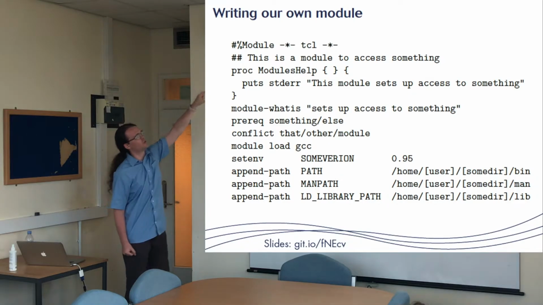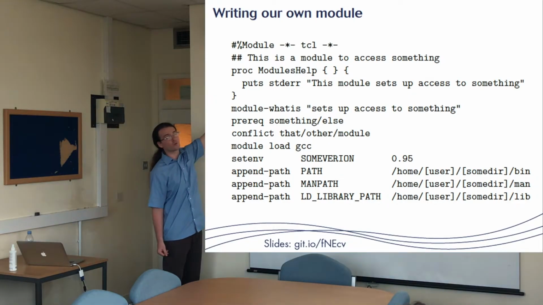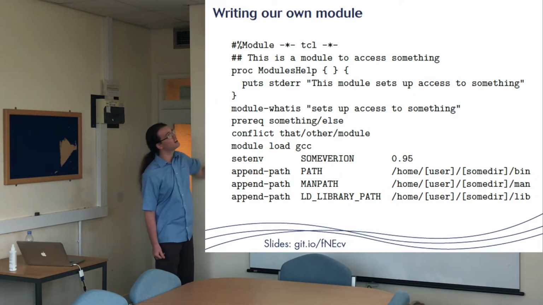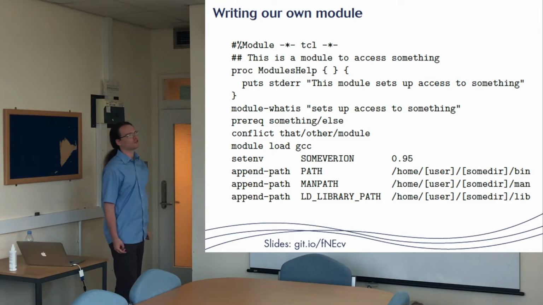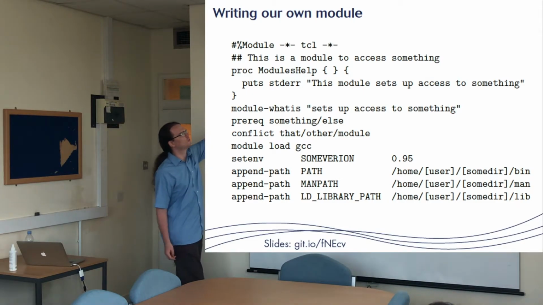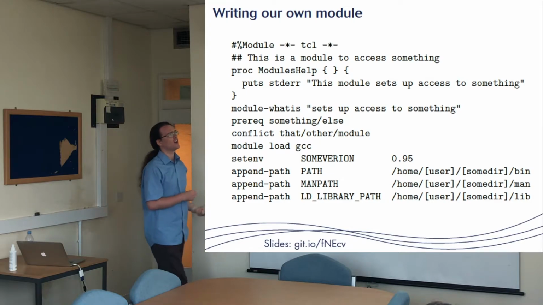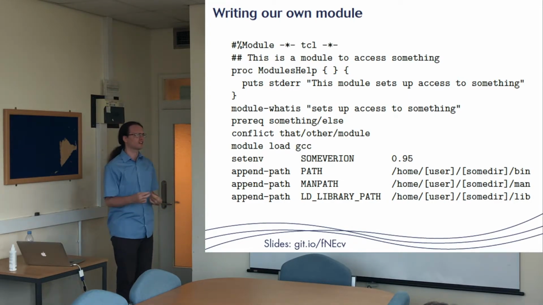But then you've got this module-help function, which we talked about, that of course directs all its output to standard error and tells the user what the module does. You've also got this module-whatis, which is like a shorter description that I think shows up if you do certain kinds of module listing, I'm not sure.